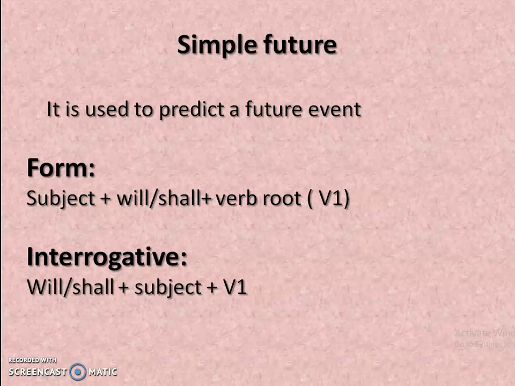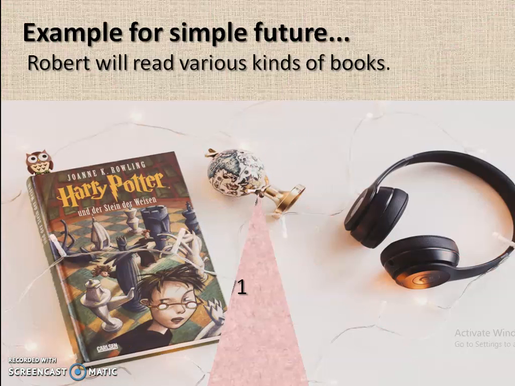Next comes the simple future. It is used to predict a future event. Form: subject plus will or shall plus verb root, that means V1 form of the verb. And the interrogative sentence form is will or shall plus subject plus V1.